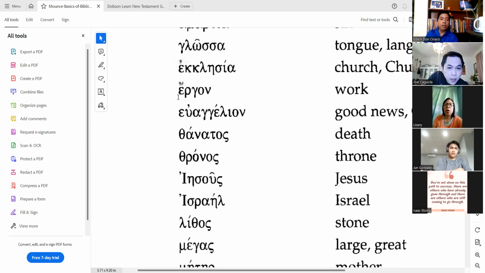And then work is ergon: epsilon, rho, gamma, omicron, nu. Ergon.